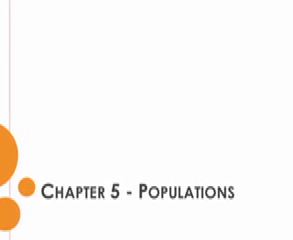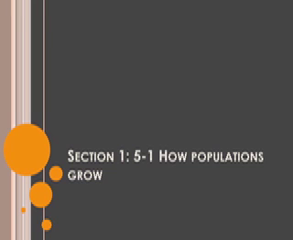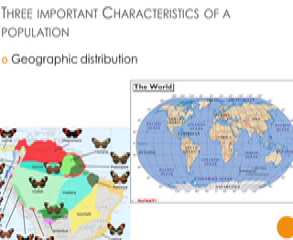Okay, Chapter 5, Section 1, How Populations Grow. There are 3 important characteristics of population. They are geographic distribution, density, and growth rate. Geographic distribution, or range, is the area in which a population lives. As you'll recall from our last chapter, a population is a group of individuals of a species that live in a particular area. So this is wherever that particular population lives.